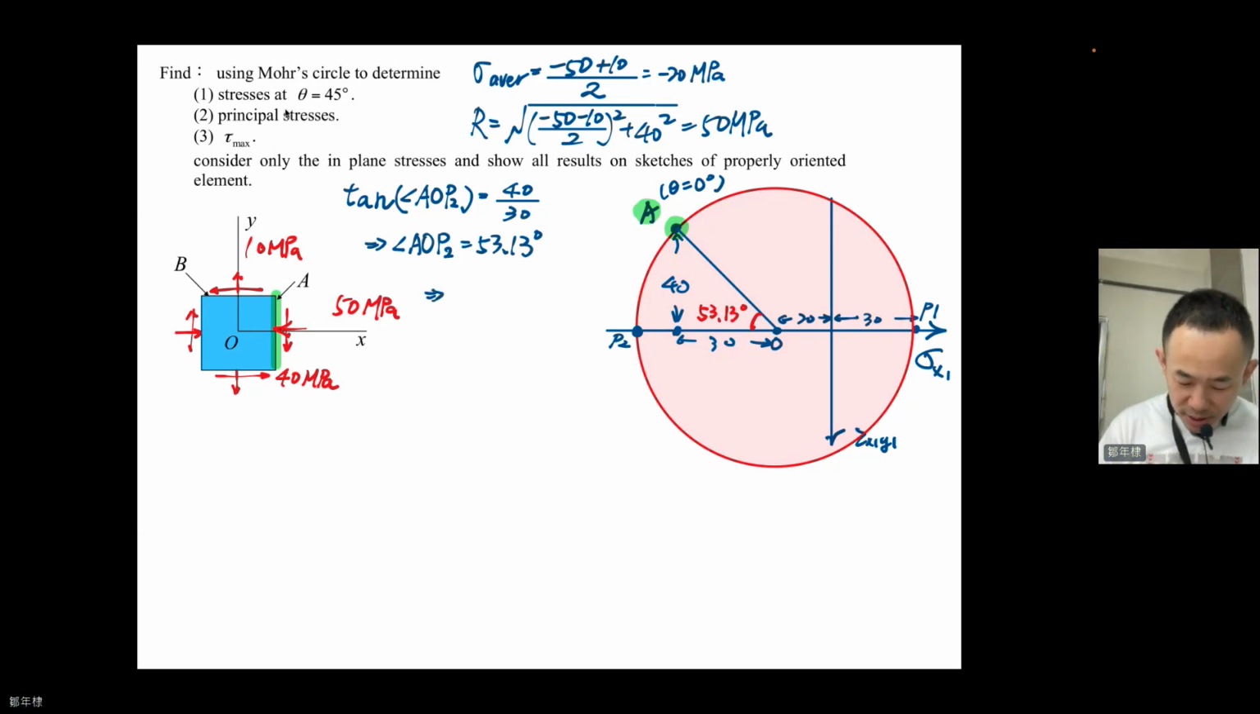And then DOP2. What is DOP2? Where's the D? Next one we're going to get DOP2. Where is D? What is D? D is the first question. Stresses at theta equal to 45. So they are asking 45 degree.